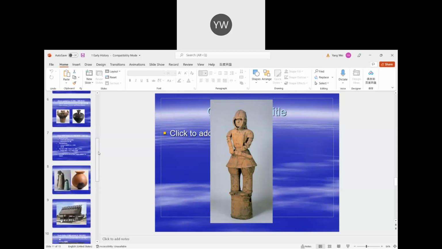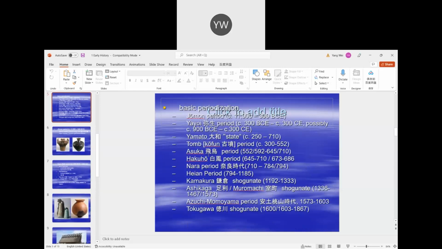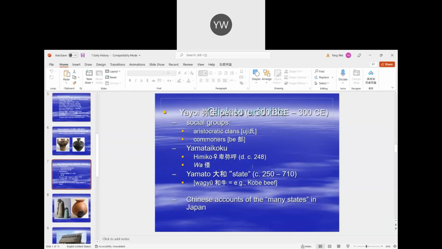All right, so that's Yayoi culture. And then during this time period, we know that their population was organized by clans. Everybody belonged to a clan. There were aristocratic clans, which are called uji. These are basically the nobility. But there were also commoners, which are called be.